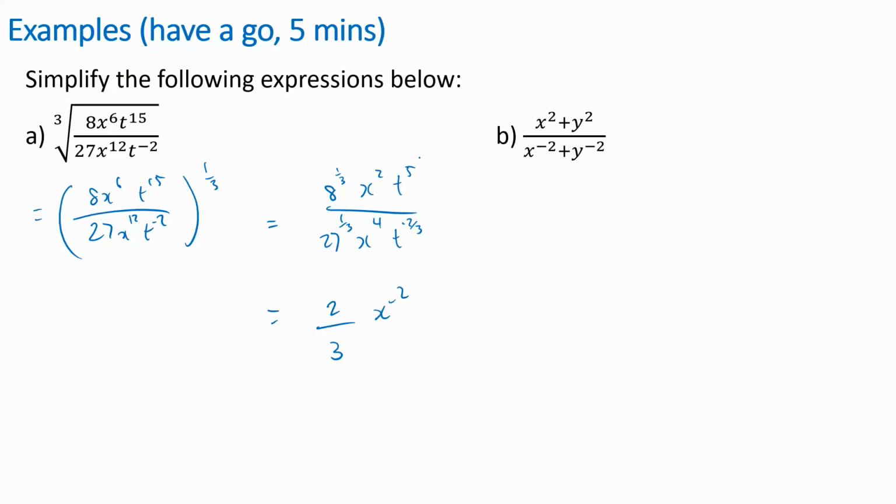And then you've got t to the power 5 divided by t to the power of negative 2/3. So you subtract again: 5 take away negative 2/3 really becomes 5 plus 2/3. And what's 5 plus 2/3? 17 on 3. So this is now t to the 17 on 3. If you put it all together, you've got 2t to the 17 on 3, over 3x squared. So I've used all the skills there.